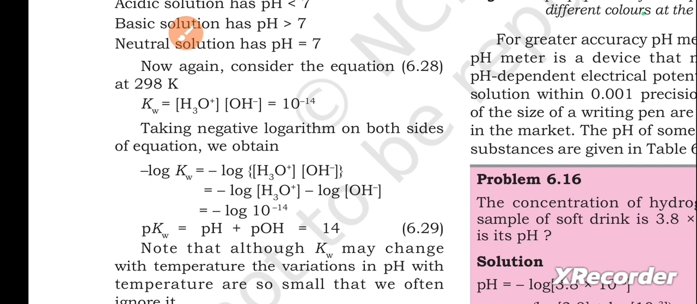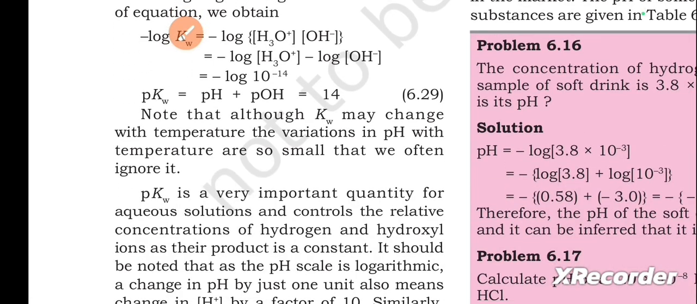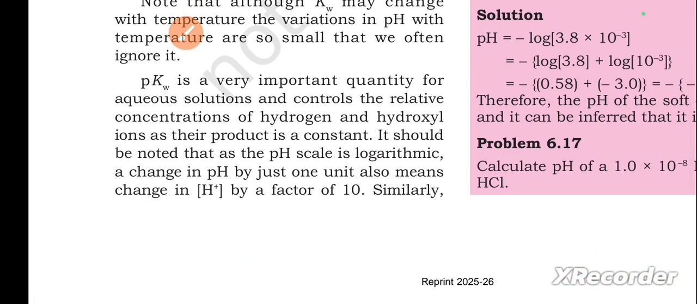pKw equals 14. Note that although Kw may change with temperature, the variations in pH with temperature are so small that we often ignore it. pKw is a very important quantity for aqueous solutions and controls the relative concentrations of hydrogen and hydroxyl ions, as their product is a constant.